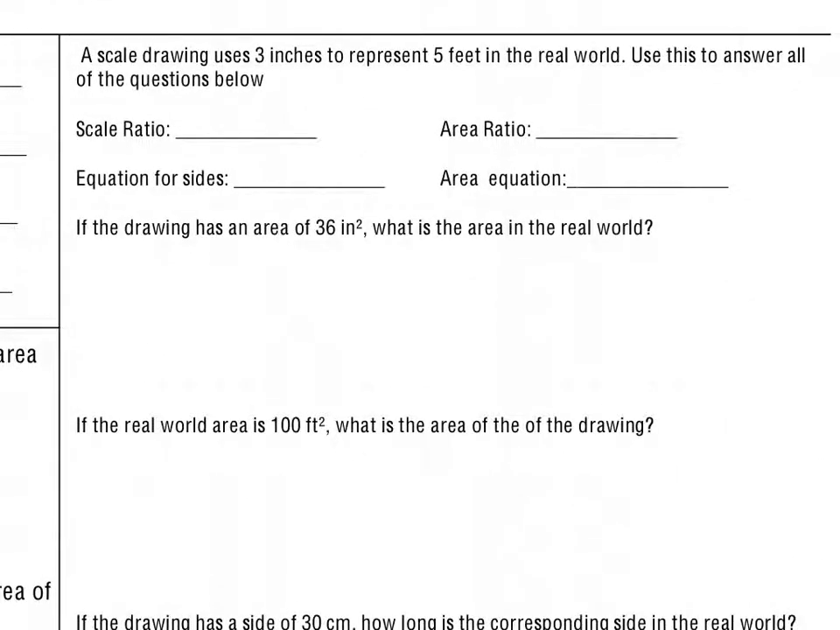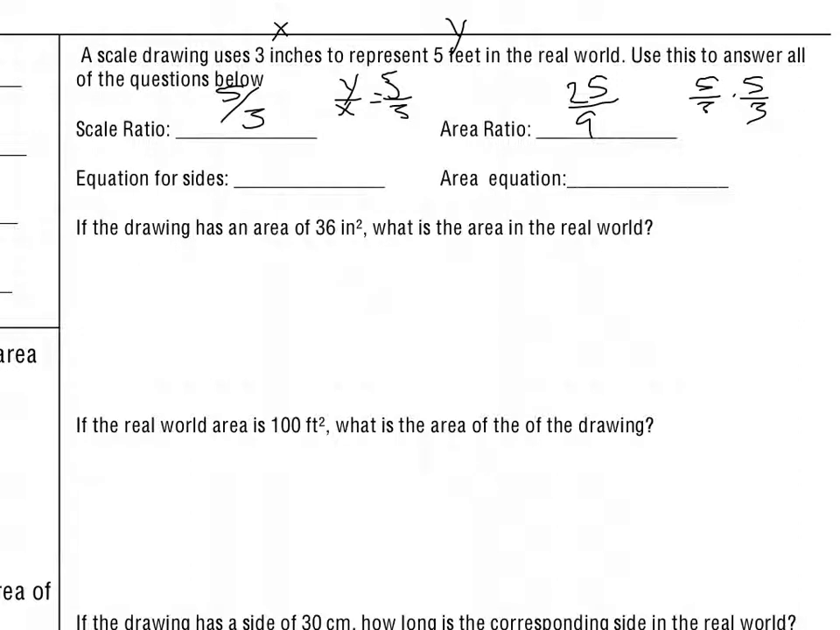Right. We have a scale drawing uses 3 inches to represent 5 feet in the real world. Use this to answer all of the questions below. So here is our x. This is our input and our output is 5. So we have y over x is 5 over 3. So our scale ratio k is equal to 5 thirds, which means our area ratio is 5 thirds times 5 thirds, which would be 25 ninths. And from 5 thirds times 5 thirds, the area ratio is just the scale ratio times itself.